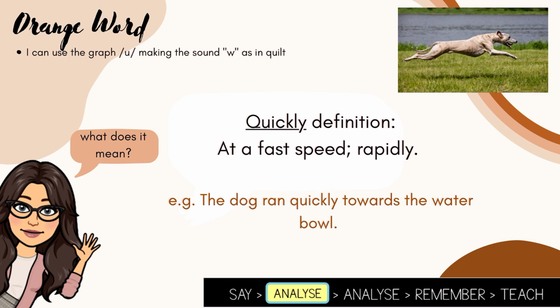Now for the word quickly, I've put an illustration in the top right-hand corner of a dog that looks like he is running really quickly. And the sentence for today is, the dog ran quickly towards the water bowl. Now, I don't know about you, but after my dogs have been out on a really long walk, they love to run as quickly as they can towards the water bowl.